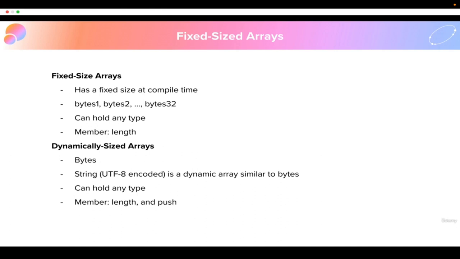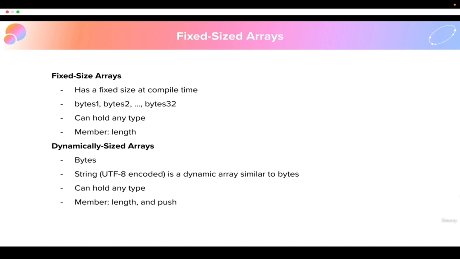Let's talk about length. Length is a member of both fixed and dynamically sized arrays. It is the number of elements in the array, starting from 1. An empty array will have a length of 0. Dynamically sized arrays have two other members, called push and pop. Push will add a new element to the end of the array. It will also add 1 to the length member. Pop will remove the last element in the array and subtract 1 from the length.